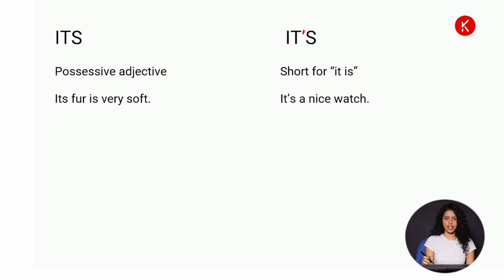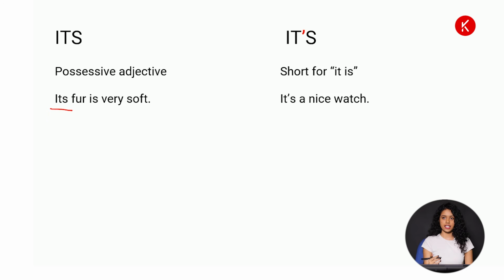Now here's a fun fact. How do you differentiate between its and it's? The first one, its, is a possessive adjective. That is what we've learnt about in this lesson. For example, I have a teddy bear. Its fur is very soft. Now what is the next one?